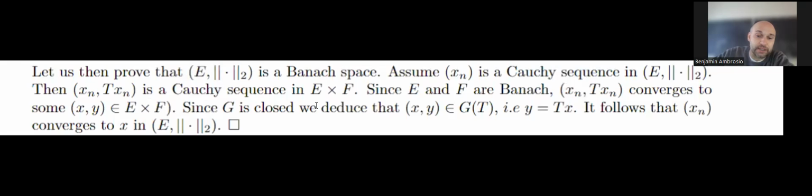But since G is closed, we deduce that the limit belongs to G, that is y equals T(x). So with that, it follows that, in fact, T(x_n) converges toward T(x), which gives you that x_n converges to x in E, endowed with the norm 2. And that's the end of the proof.